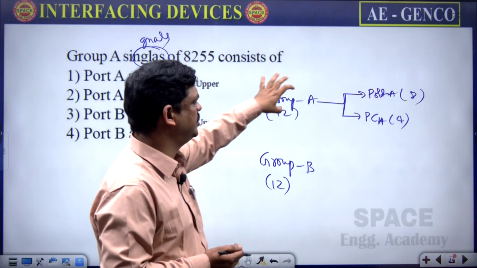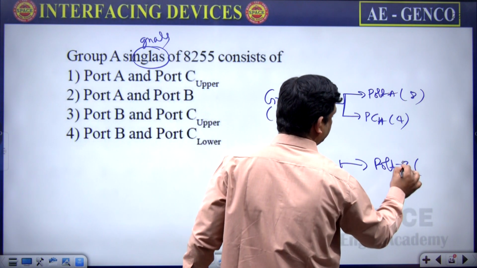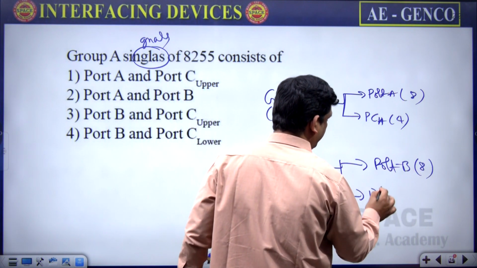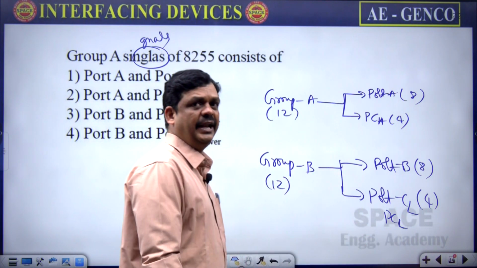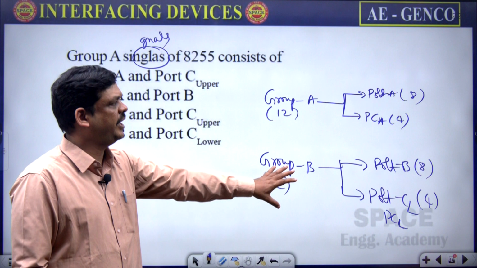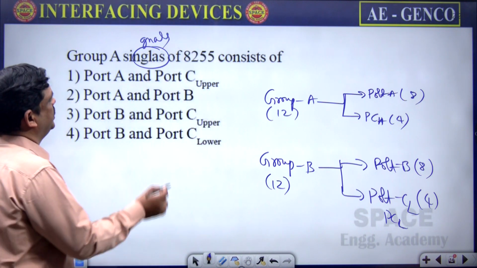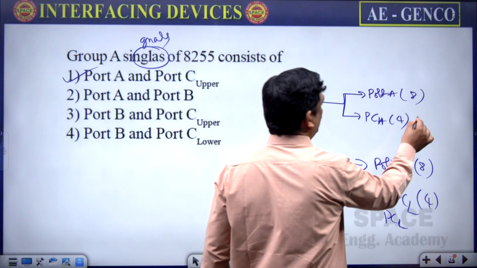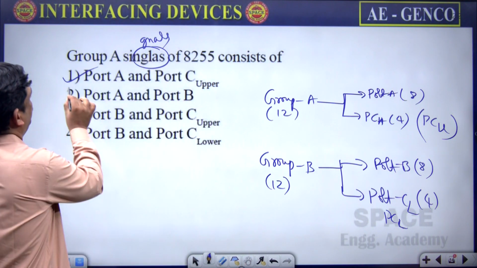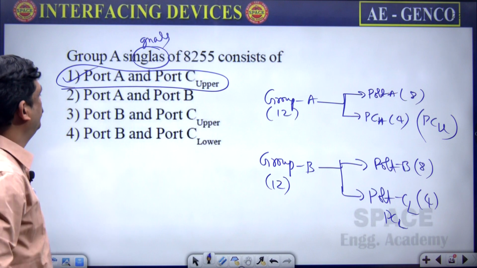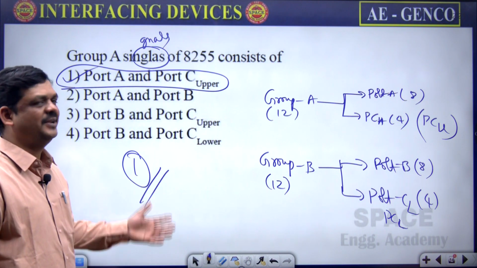So port A and port C upper together act as group A, and group B consists of port B, 8 lines, and port C lower, 4 lines, so the total is 12 lines. Now according to the given question, group A signals consist of port A and port C upper, PCH, which we can also call PCU. PCL is the lower part. So port A and port C upper come under group A. According to the given question, option 1 is correct. Yes, please take this now.